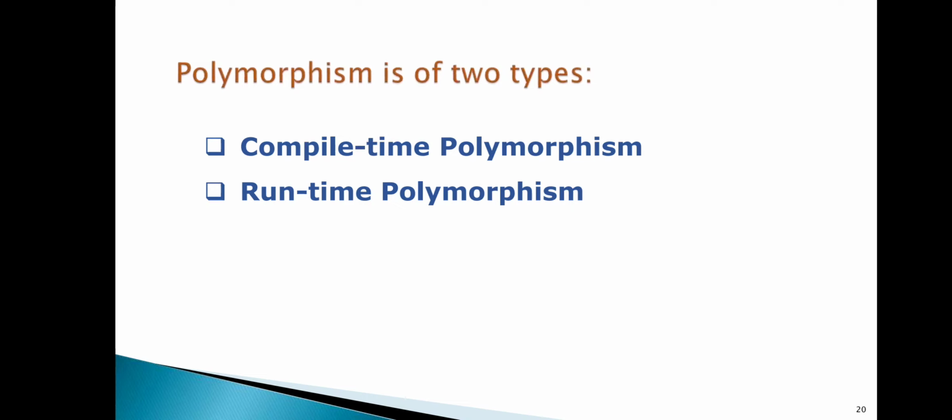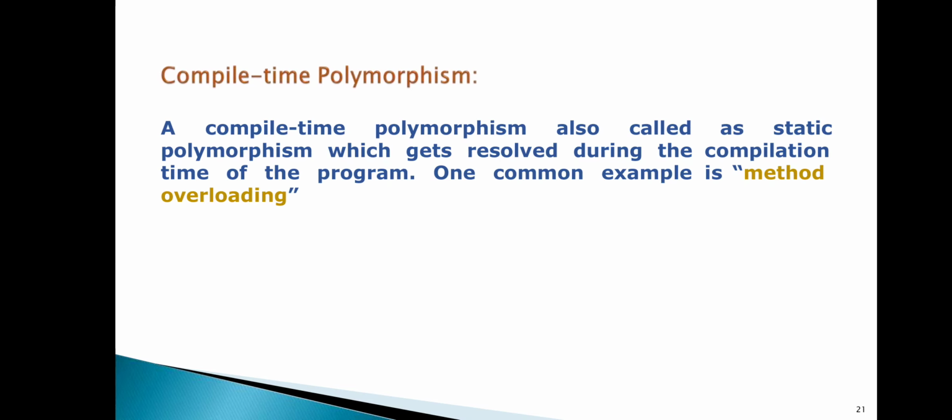Coming to the next topic, polymorphism is of two types. The first one is compile time polymorphism. The second one is runtime polymorphism. Compile time polymorphism, also known as static polymorphism, gets resolved during the compilation time of the program.